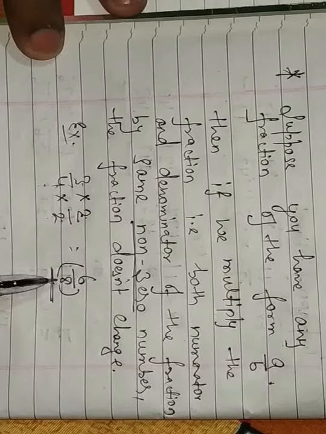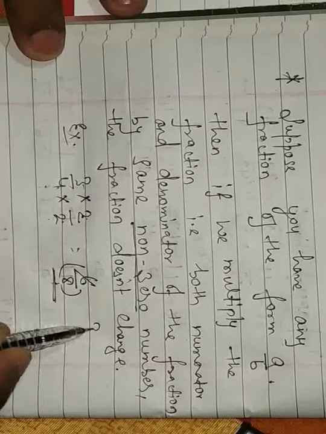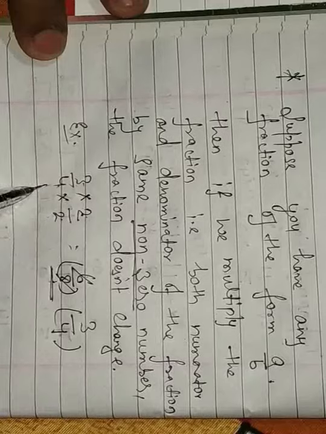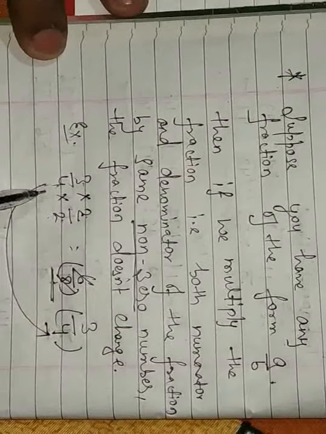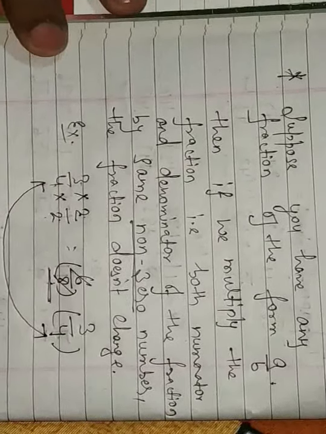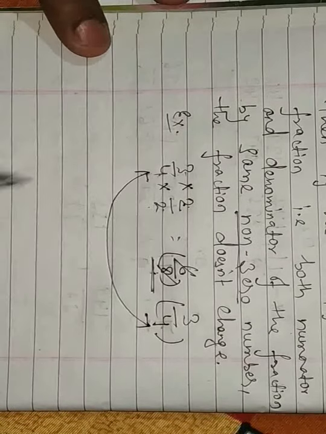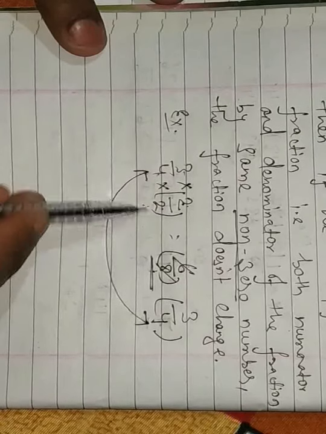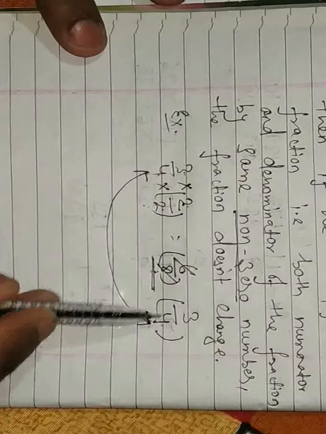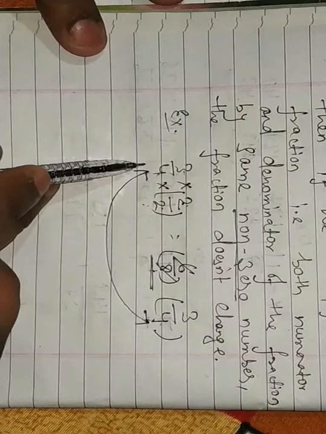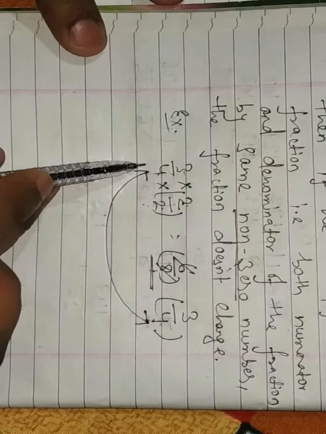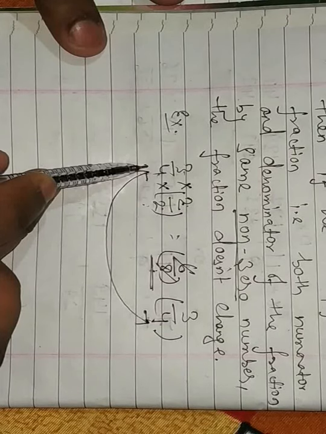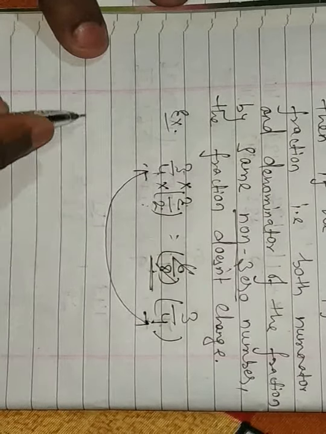How? When we simplify this fraction, 2 3s are 6, 2 4s are 8. We will again get 3 by 4. That is, both the fractions are same. This is why I am saying that if we multiply the fraction with the same non-zero number, वो number zero नहीं होना चाहिए, the resulting fraction is the same fraction. That is why multiplying both the numerator and denominator by the same non-zero number does not change the fraction. Let's take one more example.